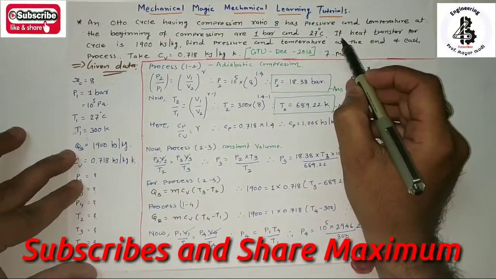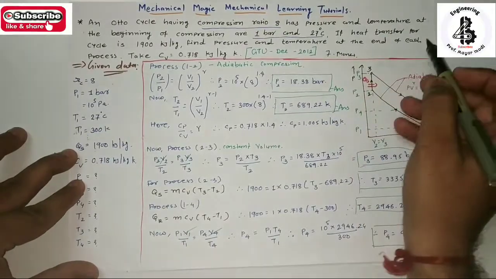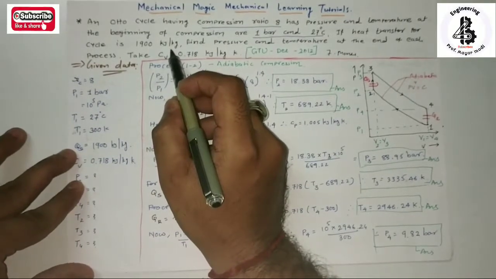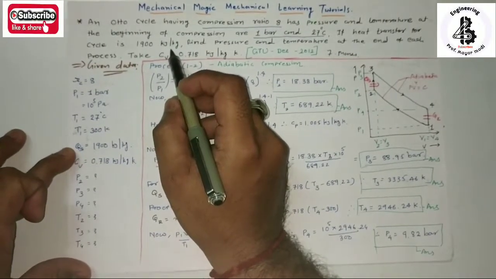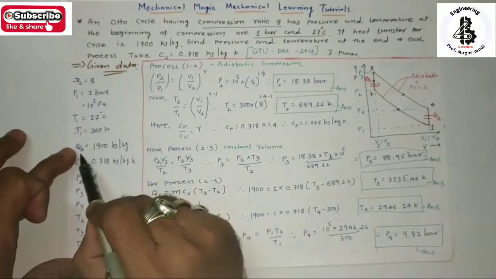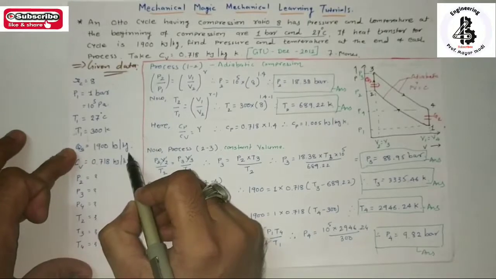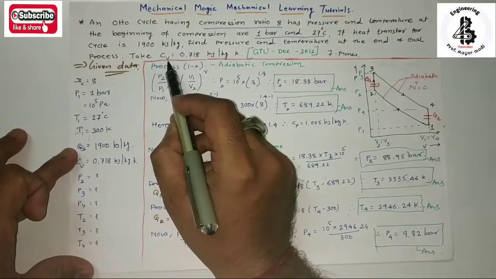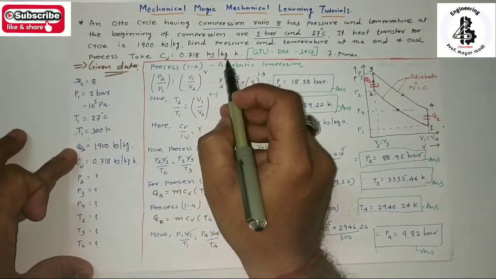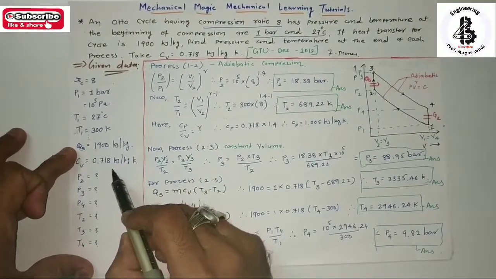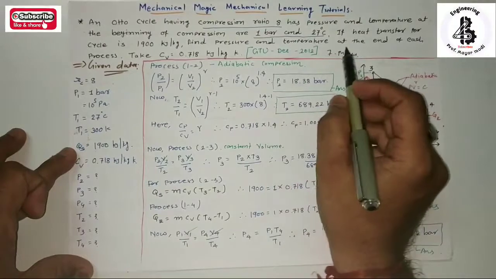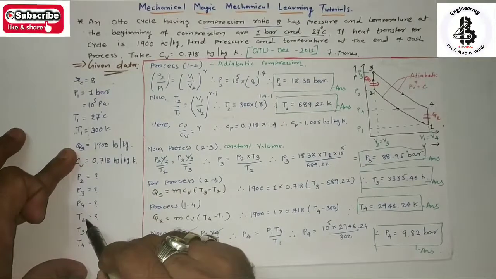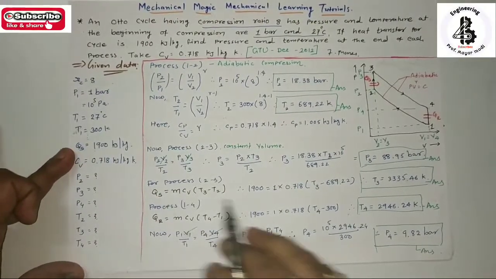Then the further data says that the heat transfer per cycle is 1900 kJ per kg, representing the heat supply to the system or cycle. So Qs is 1900 kJ per kg. And the last data given is specific heat at constant volume Cv, 0.718 kJ per kg Kelvin. So find out the pressure and temperature at the end of each process, so P2, P3, P4 and T2, T3 and T4. It will be necessary to find out.